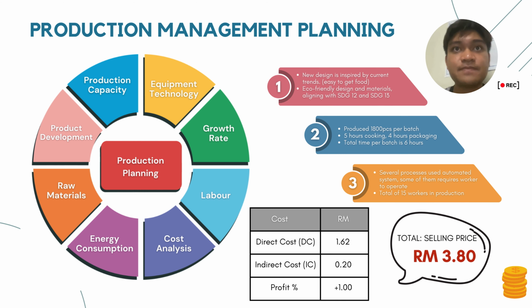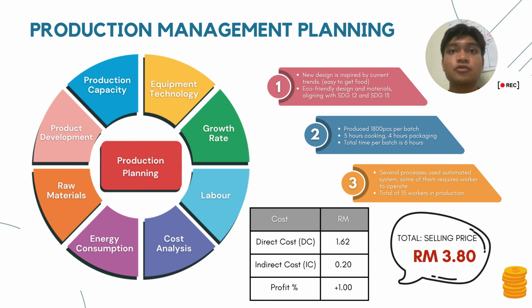Okay, so the next part is important when we are the management. We have to know the production planning, which starts from the initial until the end. I have listed out 8 important things that we need to know in the production planning: product development, product capacity, production capacity, equipment technology, growth rate, labor, cost analysis, energy consumption, and also the raw materials. One of the important things here is the raw material.